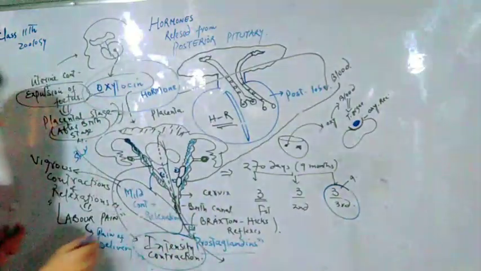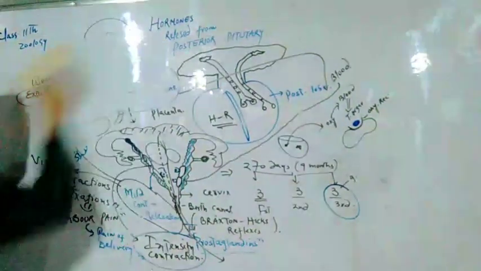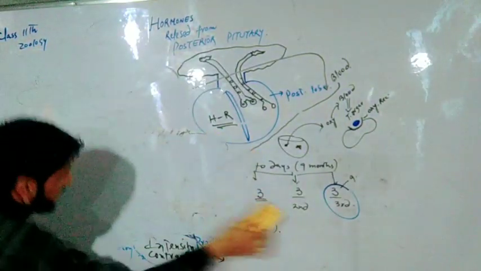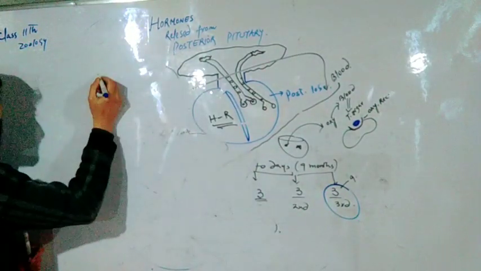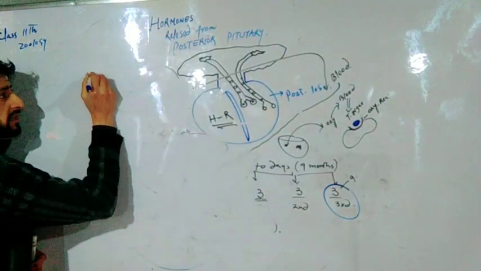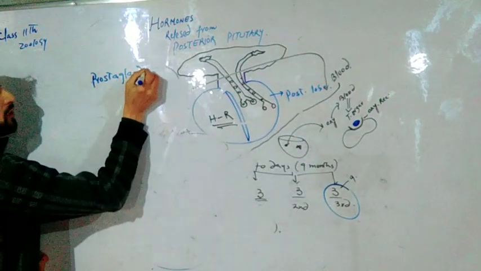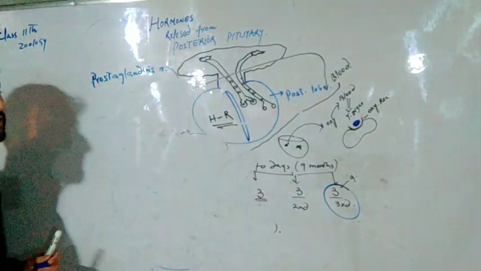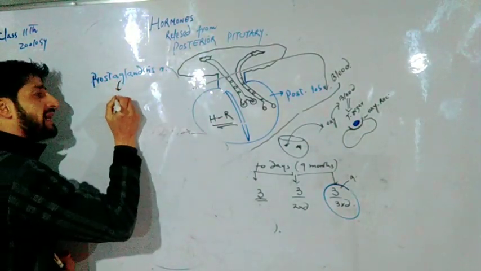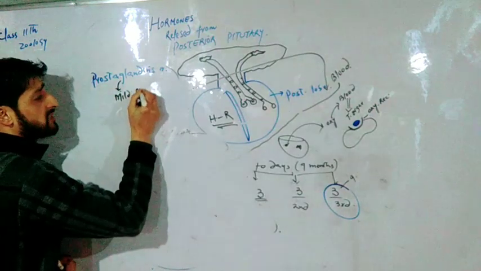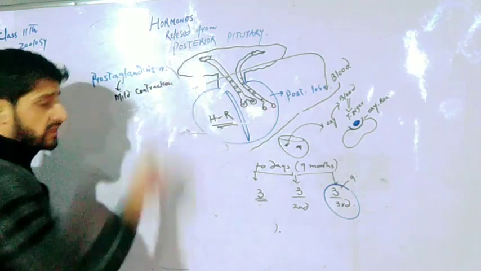So, should we say that? Let me tell you one important fact here before going further. The important point is that there is the production of a special chemical. That chemical you call prostaglandin. Prostaglandin is also known as a local hormone. Prostaglandins are usually produced from the uterus. So these prostaglandins cause mild contractions in the uterus.